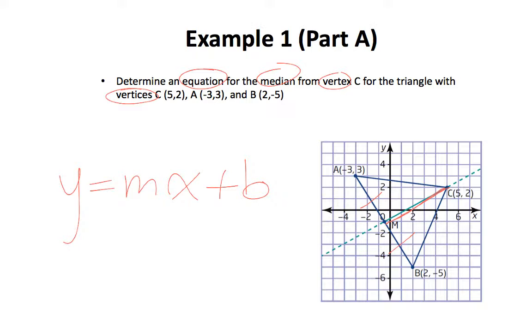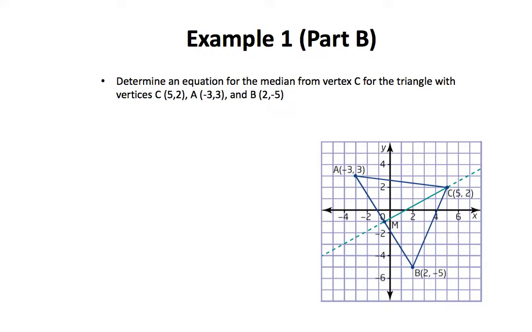Since our goal is to find the equation of a median, which is a line, we'll need two things. We'll need to calculate the slope of this median as well as the y-intercept of this median. Let's try to calculate the slope first. If you recall, you need 2 points in order to calculate slope. However, we only have 1 point, point C. We still need point M, which is the midpoint of line segment AB.